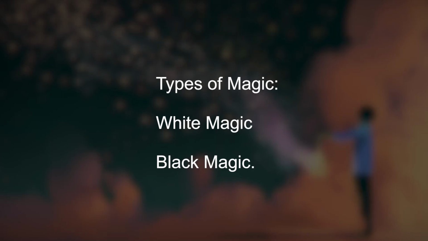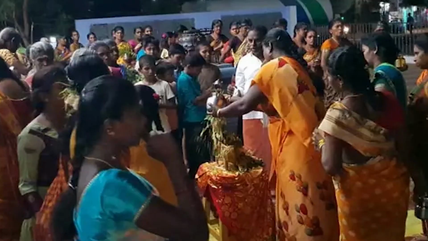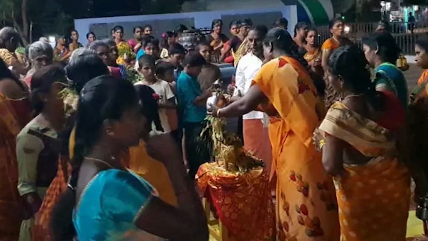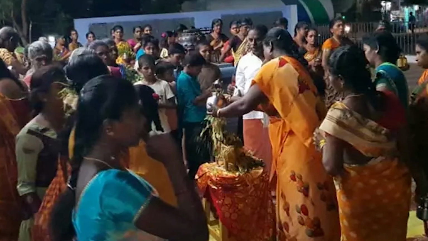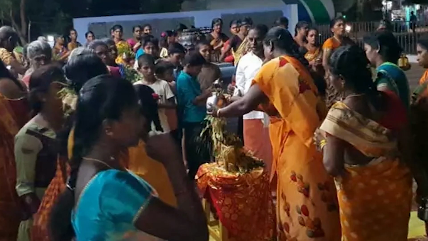We will discuss types of magic. First one, white magic, second, black magic. White magic is largely accepted by the tribal people. The magic is used for the social benefits and welfare of the community. White magic can be classified into two types.